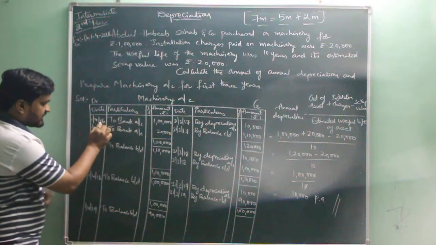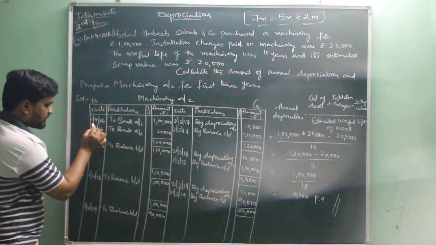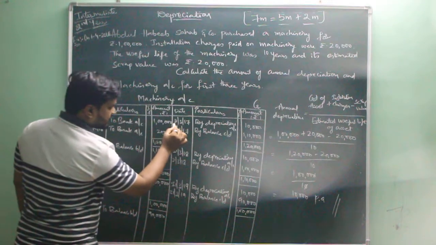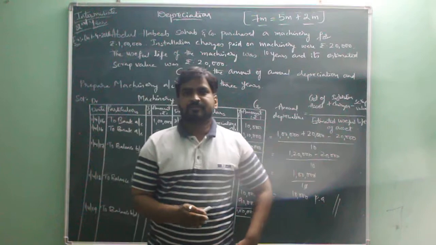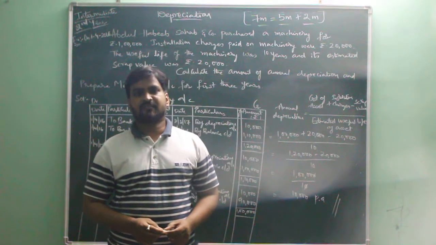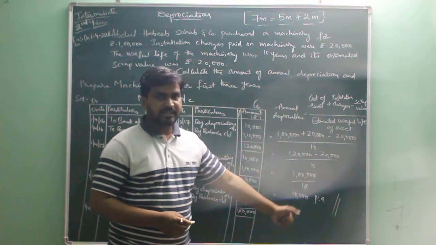Then this financial year will be ending on 31st March 2017. As it has started on 1st April 2016, this financial year will be ending on 31st March 2017. Now at the end of the first year, Abdul Habib Sahab and company is required to provide depreciation on the machinery that they have purchased. The amount of depreciation which we have calculated is rupees 10,000 per annum.